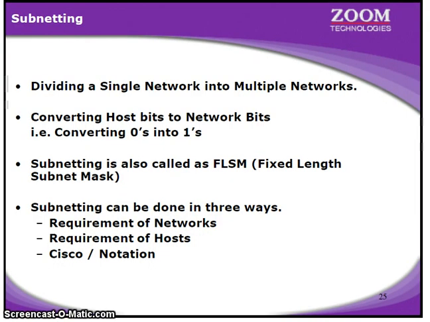Subnetting is nothing but division of a single network into multiple subnetworks. That is nothing but converting the host bits to the network bits, that is from 0 to 1. It can also be known as fixed length subnet mask, and subnetting can be done in three ways: requirement of the network, requirement of the host, Cisco notations. Now we will see an example of how to divide the networks.